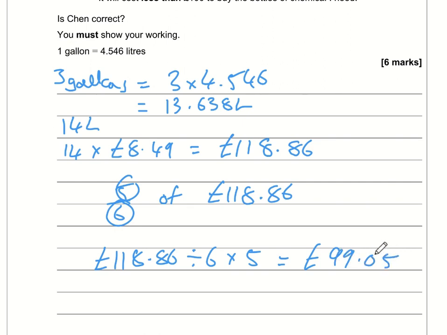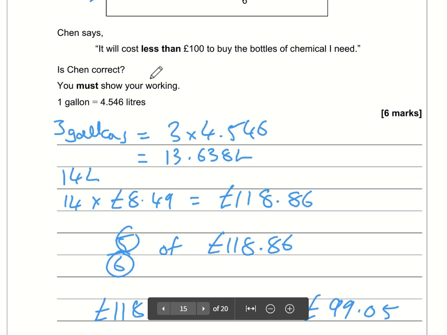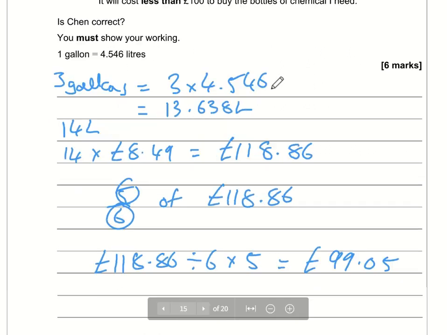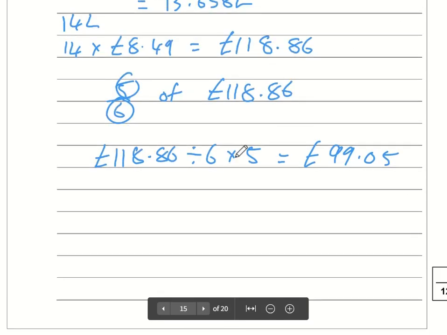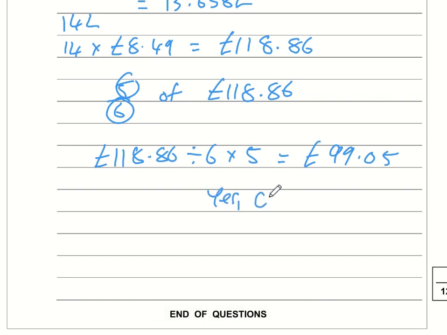And this comes to £99.05. So is Chen correct? He says it will cost less than £100. So we can say therefore, yes, Chen is correct. I don't think we need to do anything further, but you could just say that £99.05 is less than £100, although that's pretty obvious, I think. Just showing that you've got this answer will be more than acceptable.